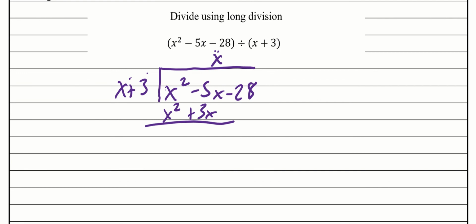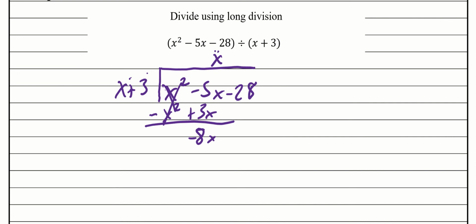So we go ahead and set this up, and I'm going to subtract the top from the bottom. x squared minus x squared is going to cancel out. That should always be the case. That's the reason that we did that. And then negative 5x minus 3x, that's just going to go more negative. That's going to be negative 8x. So I'll have a negative 8x there.